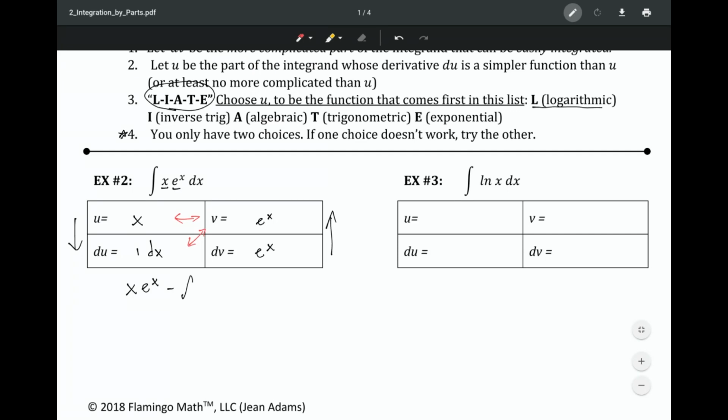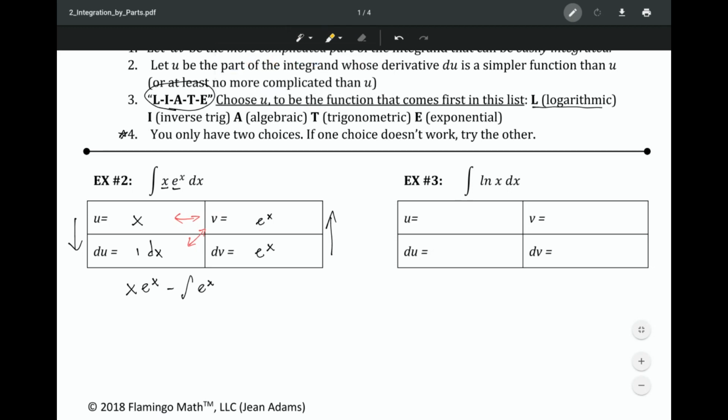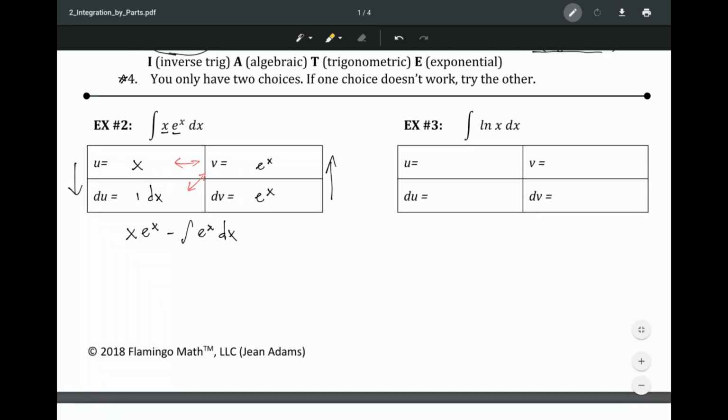No specific order. So we're going to write e to the x times 1 dx. In this case, that's just going to be e to the x times 1 dx. And then hopefully by the time you get here, this integral should be relatively easy to solve for. So the antiderivative of e to the x is e to the x plus c. And that's the answer for that one.